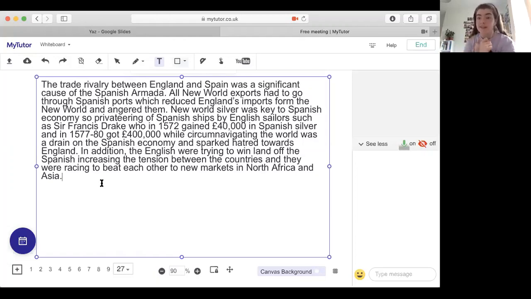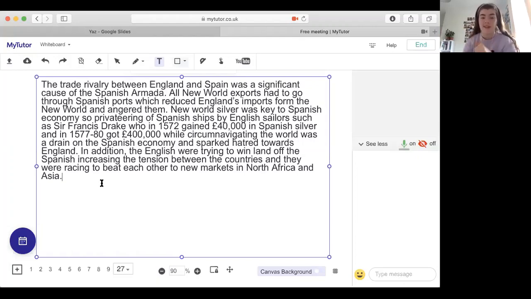She's put her point, first of all, which is trade rivalry between Spain and England was a significant cause of the Spanish Armada. She's given her explanation. She's given about 3 explanations, actually. So all New World exports had to go through Spain. New World silver was key to the Spanish economy, so privateering had an effect. And then the trade rivalry between them winning off land and also entering new markets. So that's 3 really good explanations. She's given 2 bits of evidence.